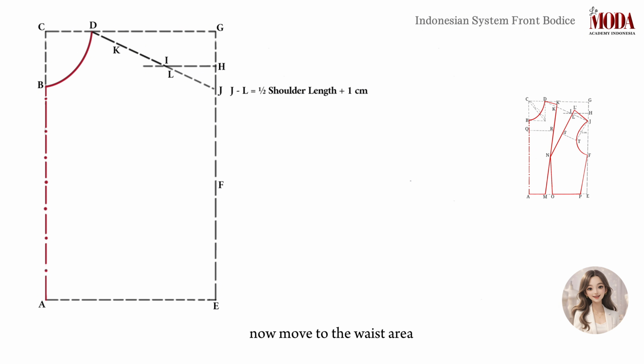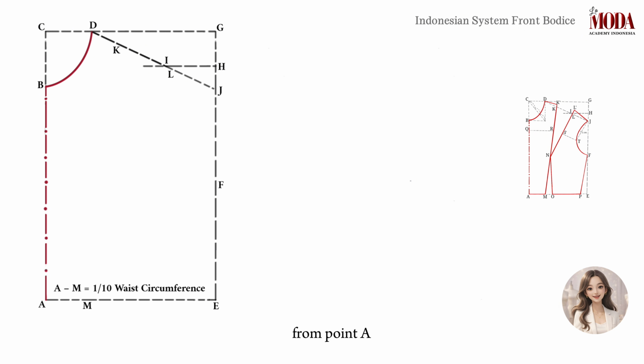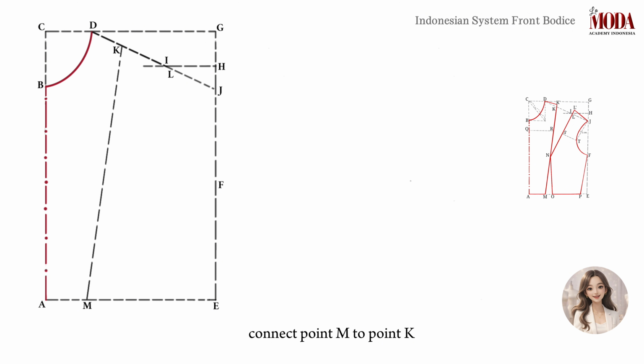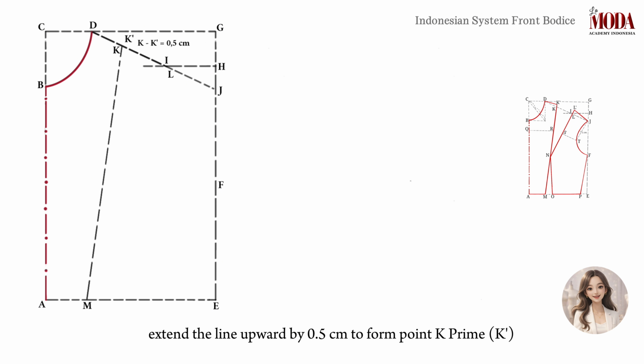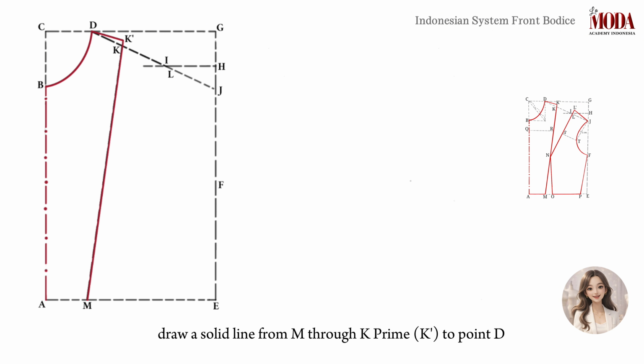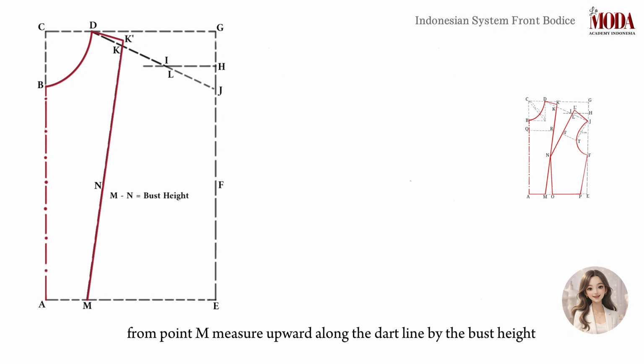Now, move to the waist area. From point A, measure 1/10 of the waist circumference to locate point M. Connect point M to point K. Extend the line upward by 0.5 centimeters to form point K prime. Draw a solid line from M through K prime to point D. From point M, measure upward along the dart line by the bust height. This point is point N.